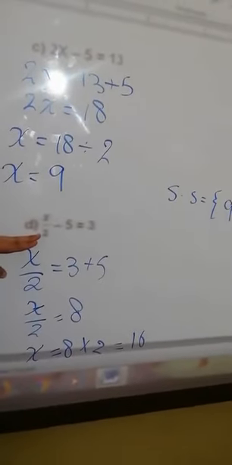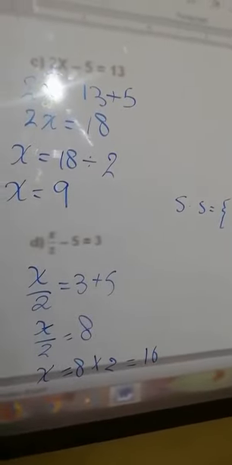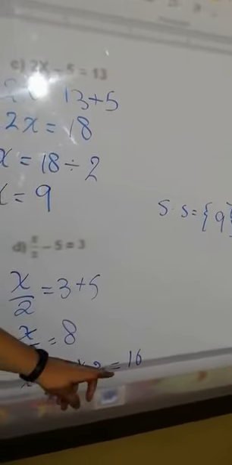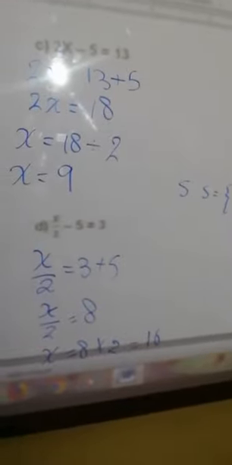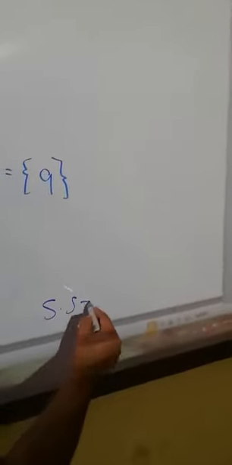16 divided by 2 is 8. 8 minus 5 is 3, so the value of x equals 16 is right. Now ask yourself, does 16 belong to the integers? Yes. So the solution set of this equation is 16.